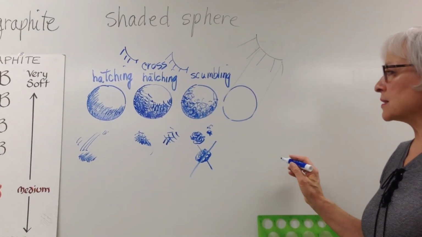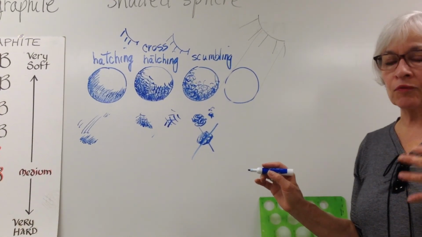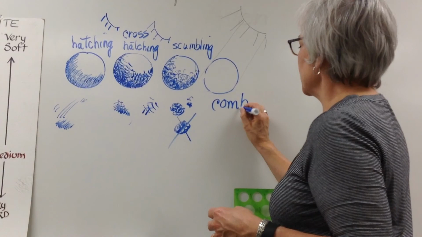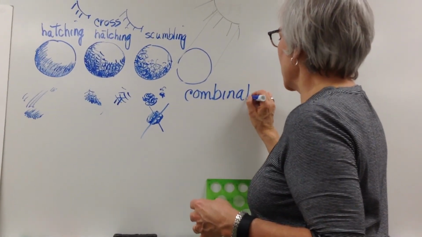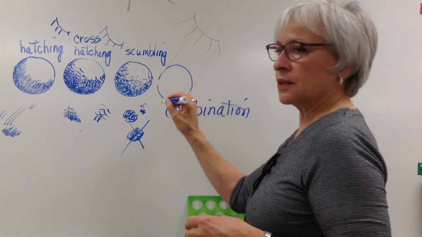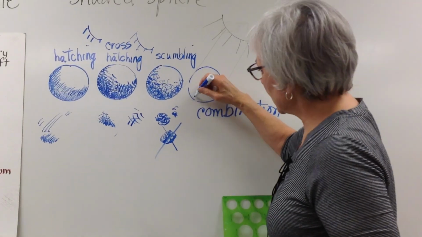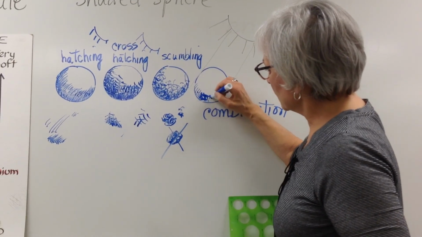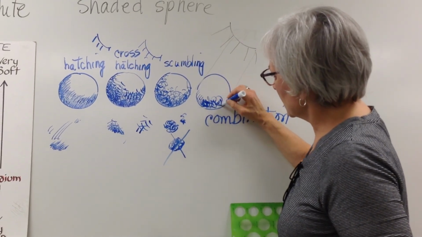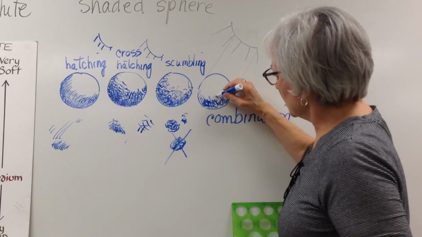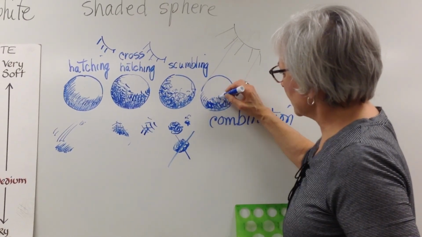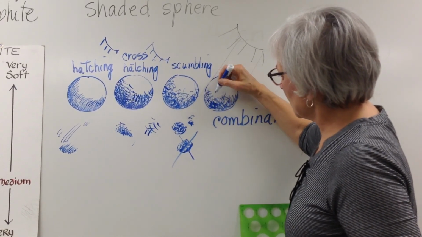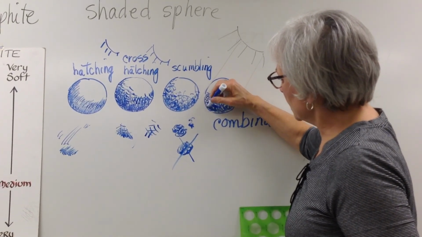And then my last sphere, I usually try and experiment, and I do a combination in which I use all the techniques in the first three in one. So I might hatch, then I might do a little cross-hatching, do a little scumbling, hatch, go back to hatching. And just play around a little bit to see if I can make this effective. Obviously, I probably want to hatch closer to the light.